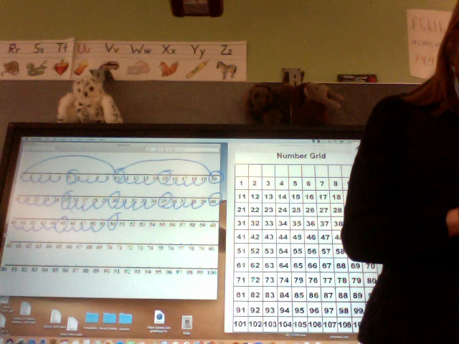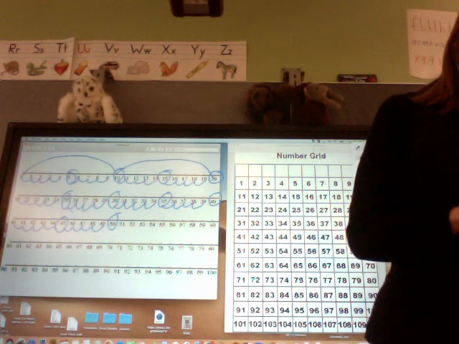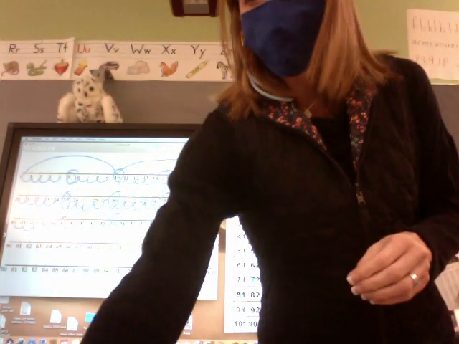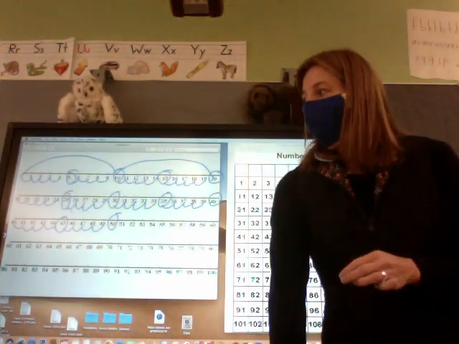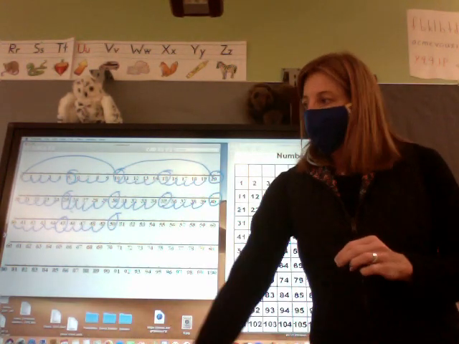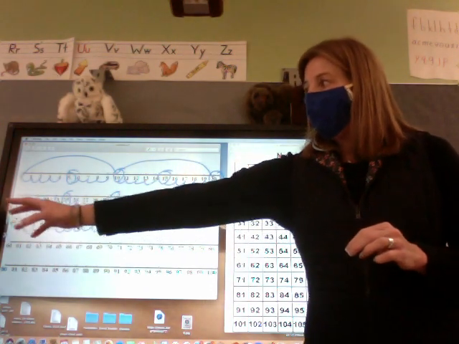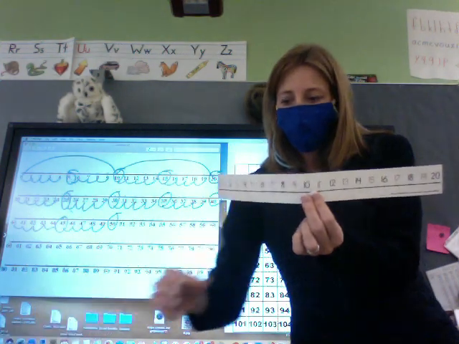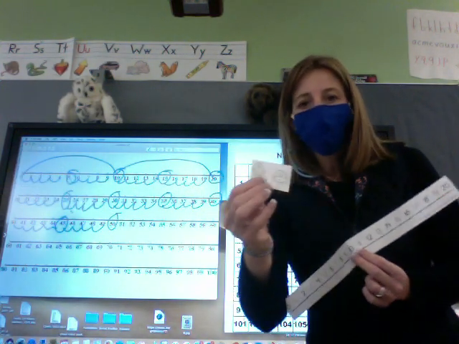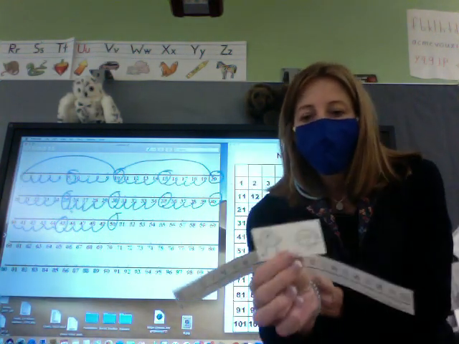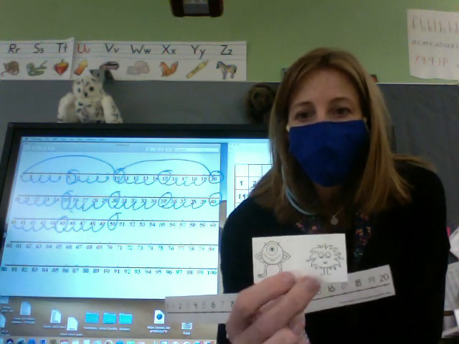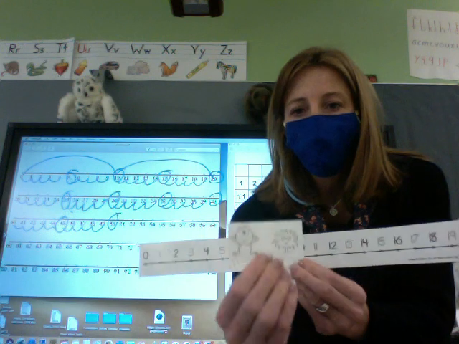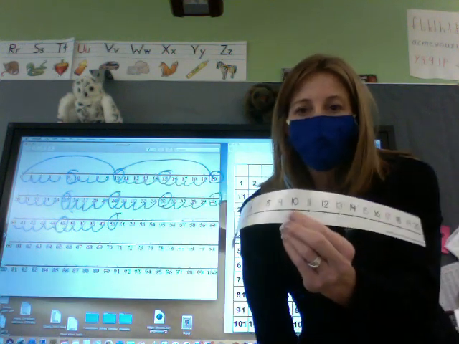So now we're going to do a game called Monster Squeeze. So my friends at home, you yesterday took home a baggie that had a number line to 20 and two monsters, okay? So the two monsters you can take and you can color them. You can cut them apart and color them. And you're going to use these monsters on your number line. So let me explain the monster game first.